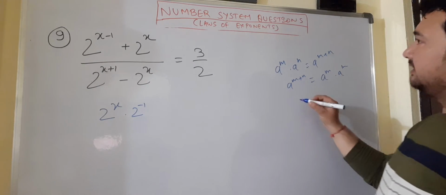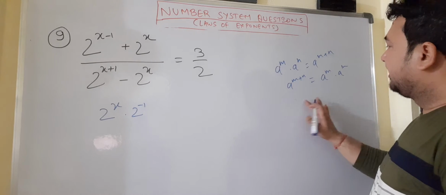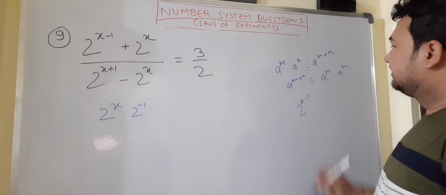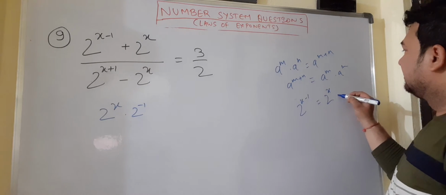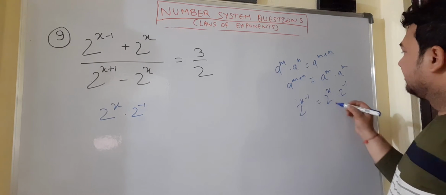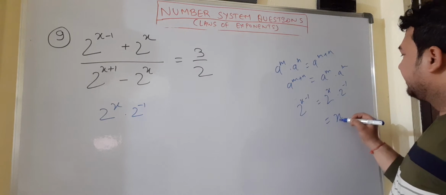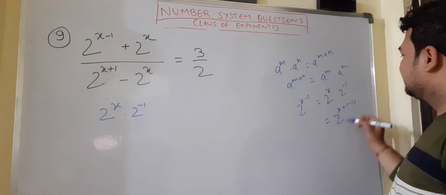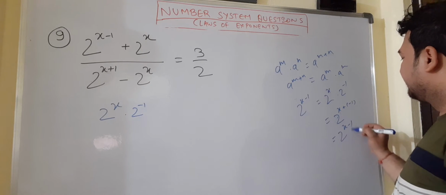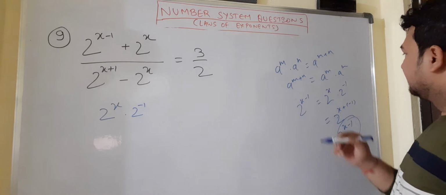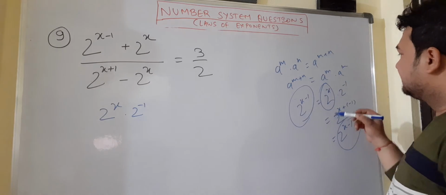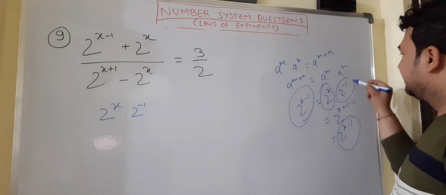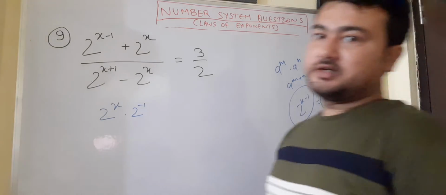We are given 2 to the power x minus 1. If we write it as 2 to the power x and 2 to the power minus 1, this power will add up and you will get 2 to the power x plus minus 1, that is 2 to the power x minus 1. So this 2 to the power x minus 1 can be split as 2 to the power x into 2 to the power minus 1. That is what we have written here.